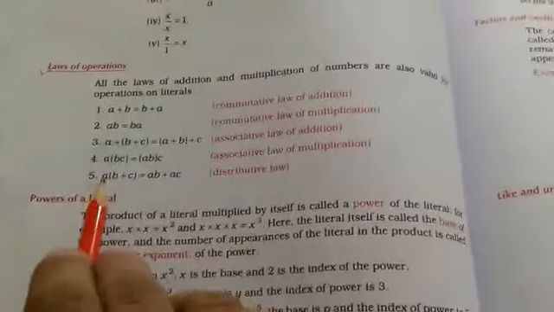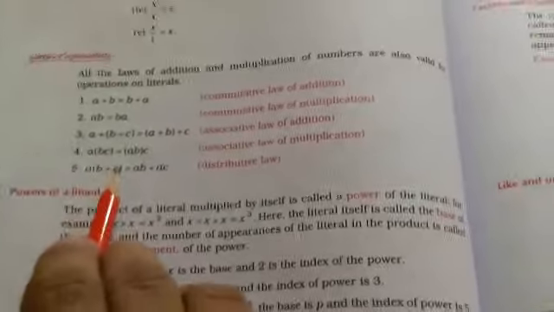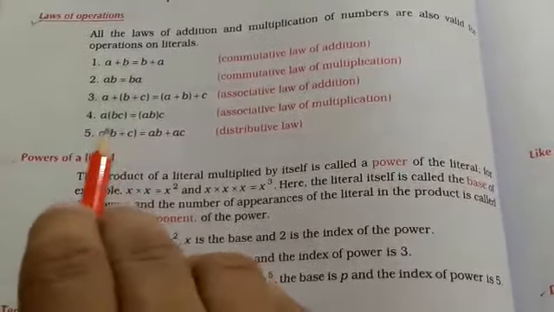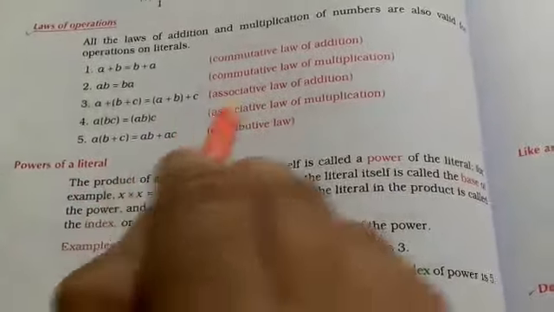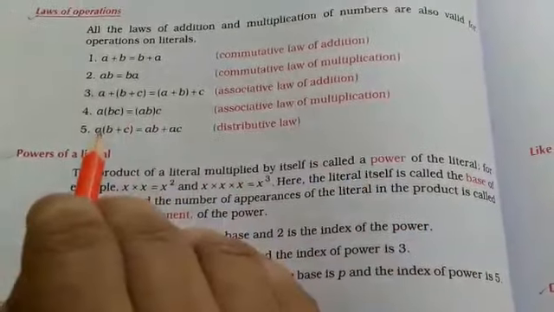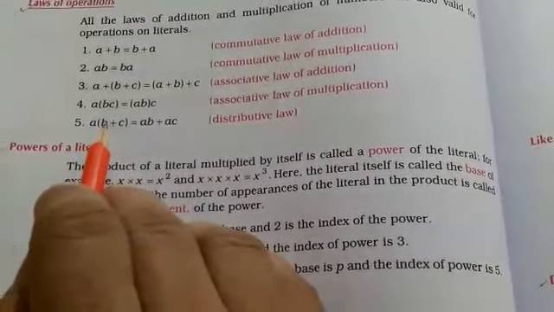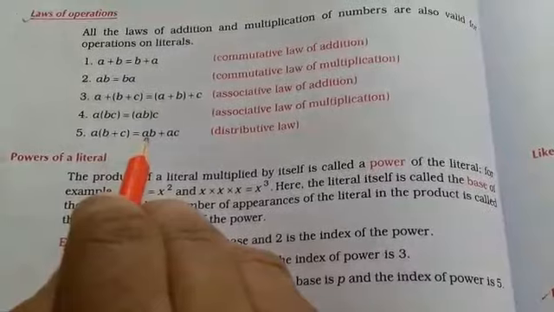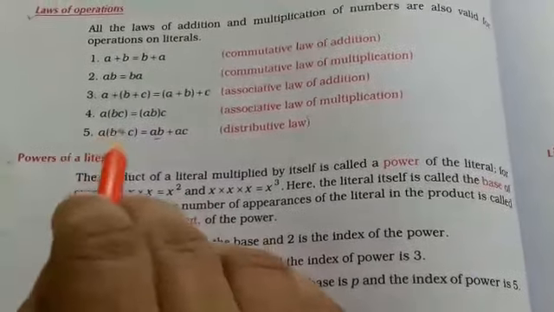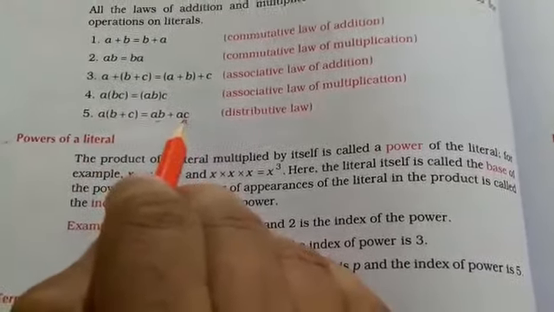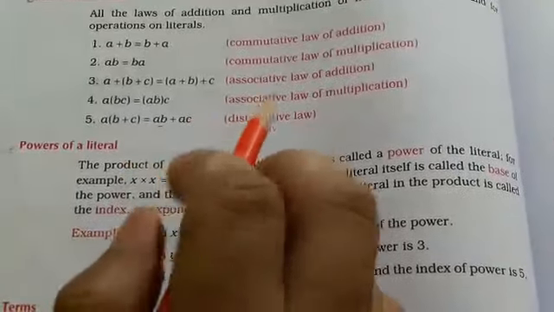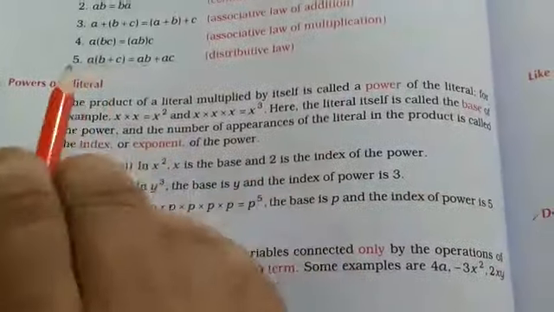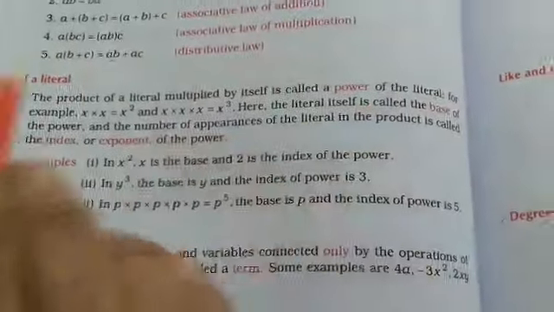Next example is A(B + C) = AB + AC. This is called the distributive law. This A will multiply by this B, and the result will be AB. Similarly, when we multiply this A by C, it will be AC. This is called the distributive property of multiplication over addition. Here the numbers are being added and multiplied also.